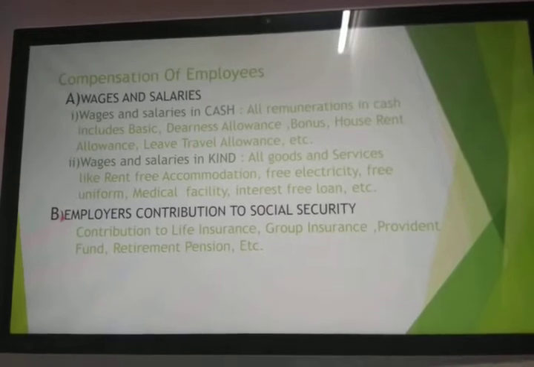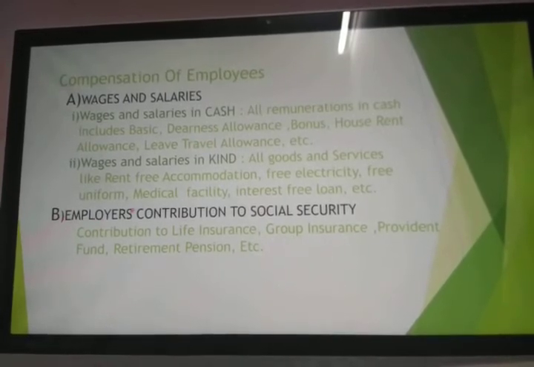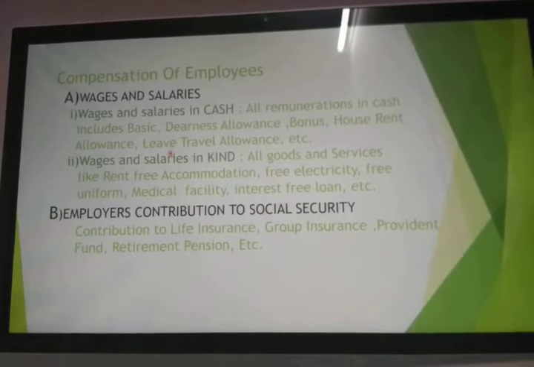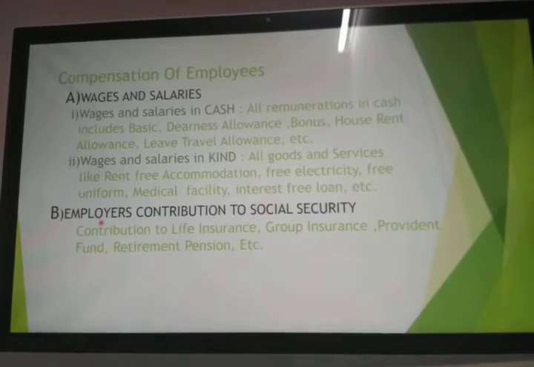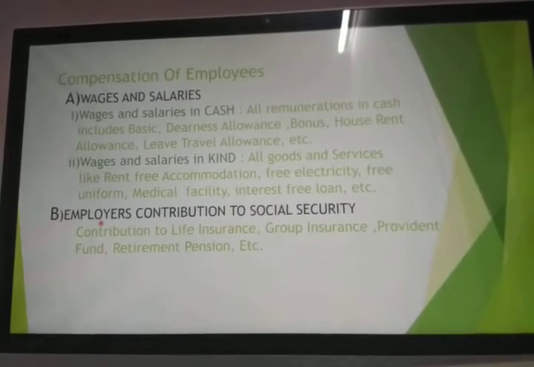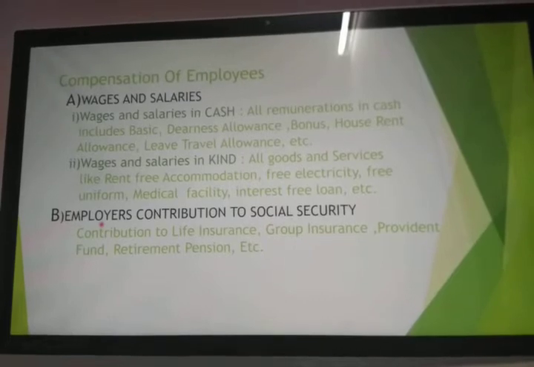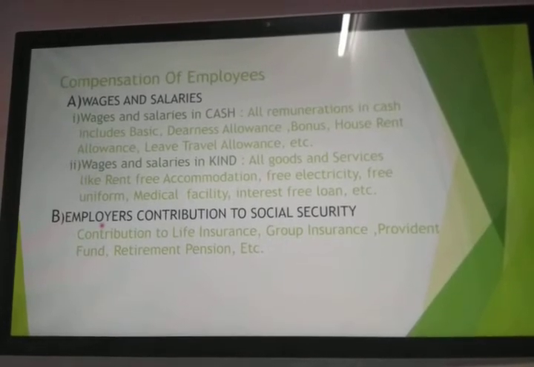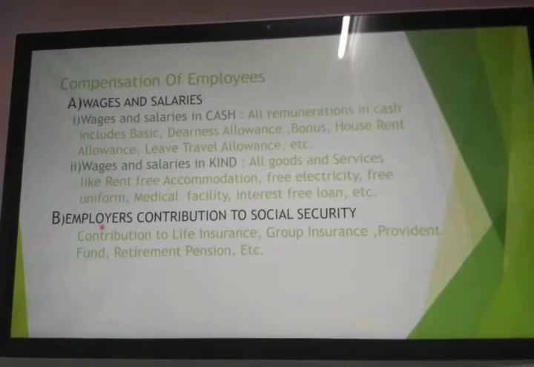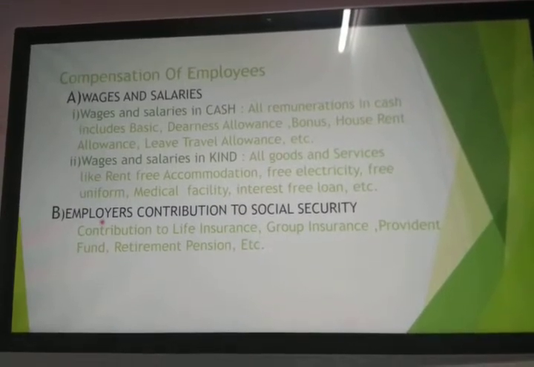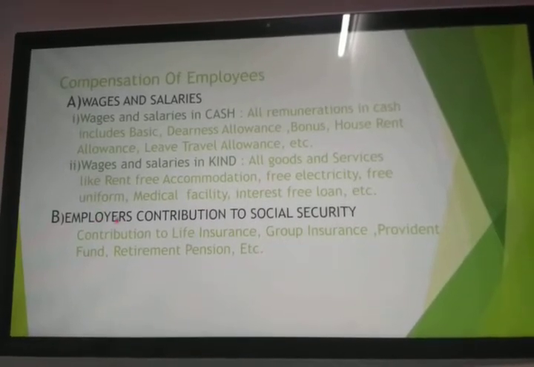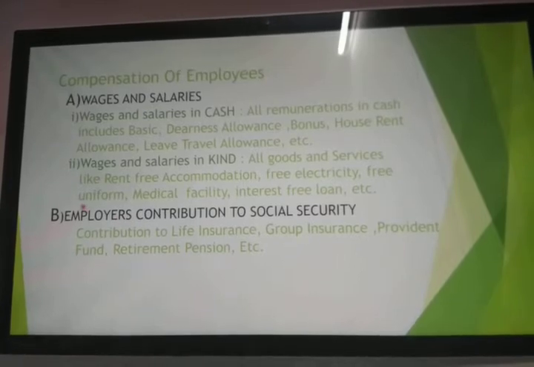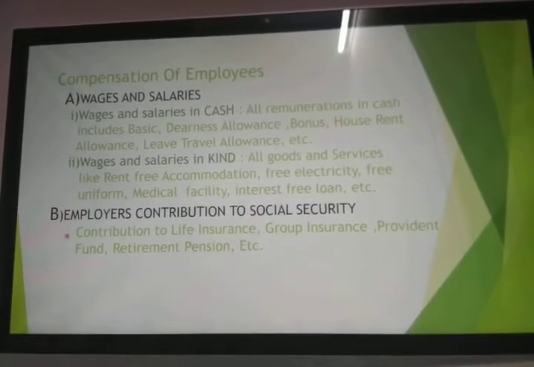The second main head of this compensation of employee is employer's contribution to social security. Actually, when a worker works, he gets the wages at the very same time, or he gets a certain amount of payment after a period of time, that is after the service period, or even at times when they are in need, at times when there is a problem with them. So in that particular contribution, employers make some kind of benefits, that is the benefit given to the employee in the form of social security.